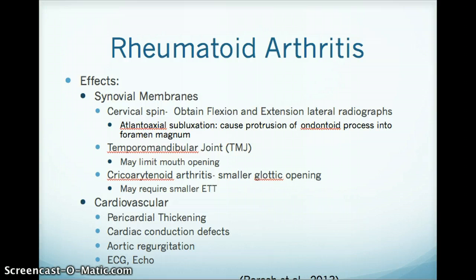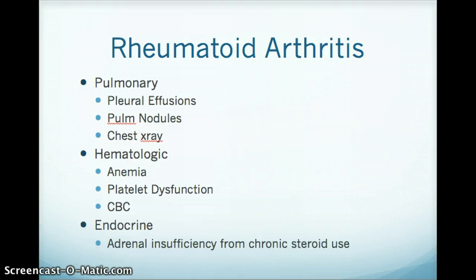The cardiovascular changes related to rheumatoid arthritis are pericardial thickening, conduction defects, and aortic regurgitation. A cardiology consult with ECG and echocardiogram may be required. Pulmonary changes associated with rheumatoid arthritis include pleural effusions, the formation of pulmonary nodules, and interstitial pulmonary fibrosis. A chest x-ray prior to surgery is recommended. Hematologically, rheumatoid arthritis can cause anemia and platelet dysfunction. This can be determined with a CBC and a coagulation panel.